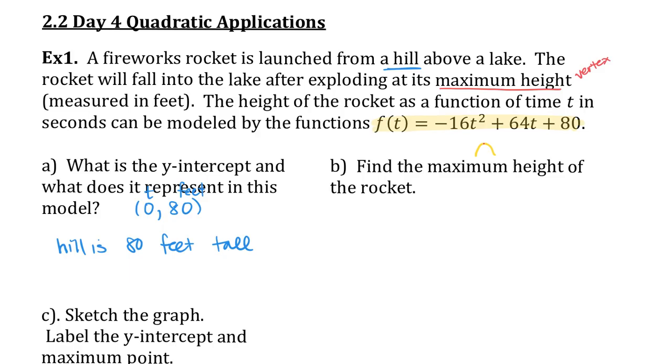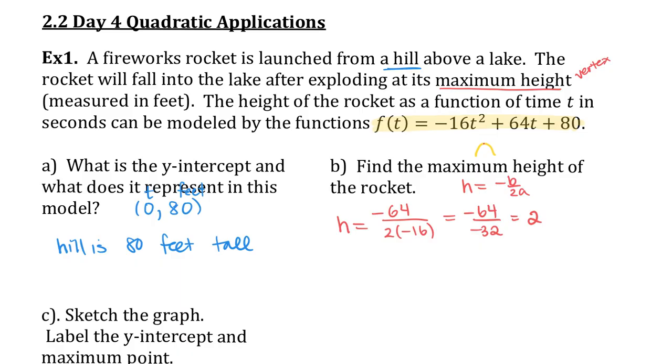Okay, part B, find the maximum height of the rocket. Now, when they say height, they're referring to the vertex right here. Okay, so I'm going to find the vertex. What's the formula for the vertex? Oh, it's h equals negative b over 2a. Okay, let's start by doing that, and then we'll think about if we've actually solved it. So h equals negative b divided by 2 times a. Is that 2? That's 2.